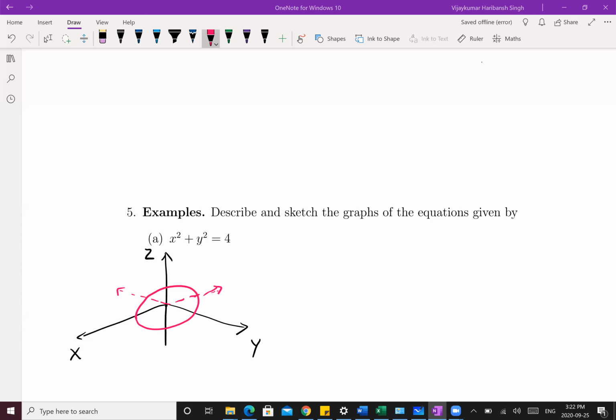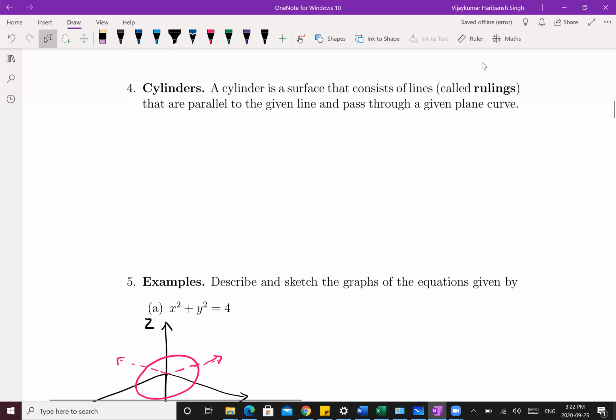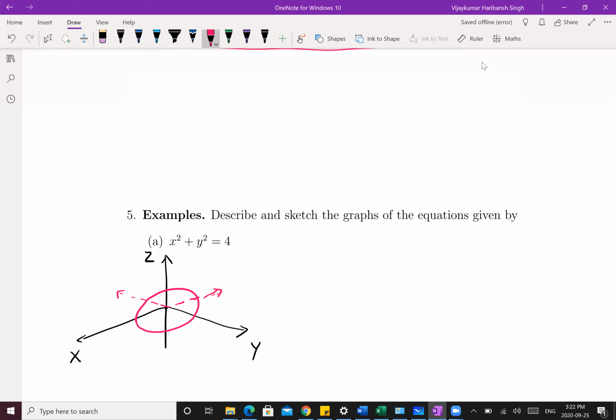So this is a circle in the xy plane, and z takes all the possibilities. Essentially, a cylinder consists of lines, called rulings, that are parallel to a given line and pass through a plane curve. Your plane curve here is x squared plus y squared equals 4, and we are drawing lines which are parallel to this given line.